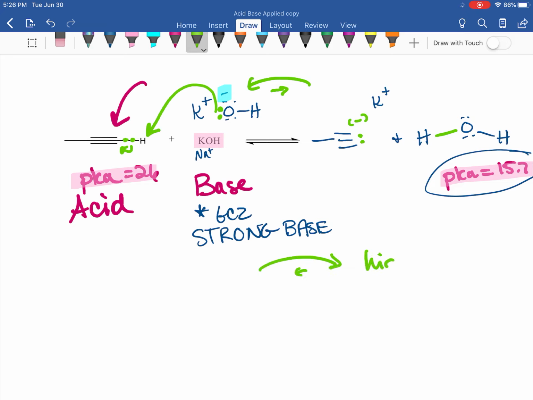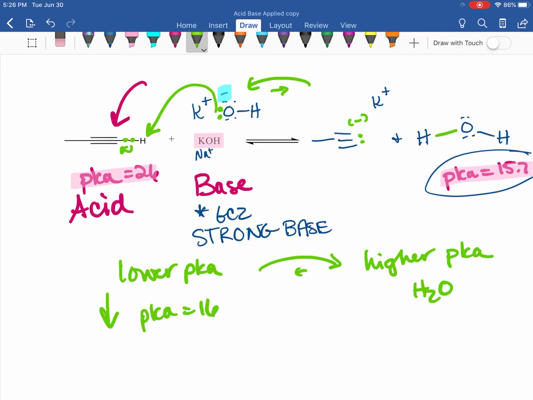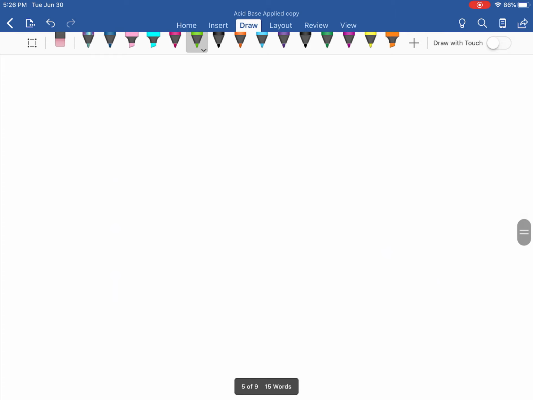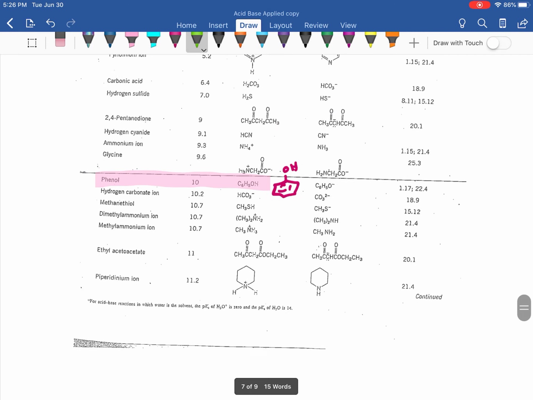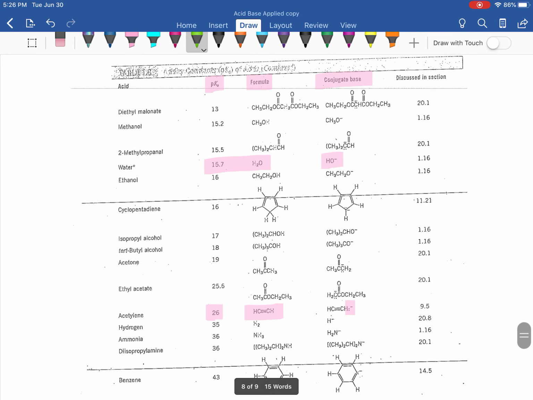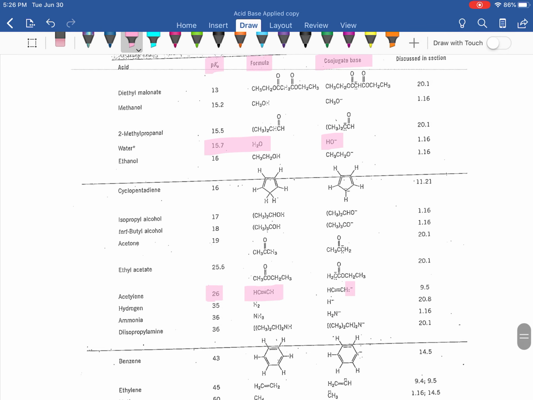How do we get a reaction to favor going forward? You need the higher pKa on this side, and you need your lower pKa on this side. So that means that anytime you're making water, you have to have something lower in pKa than 16. Well, look at our pKa table. We have a million things on there, and if we look for water, it's not anywhere near the top. It is in the middle. Our alcohols and our water are right smack in the middle.